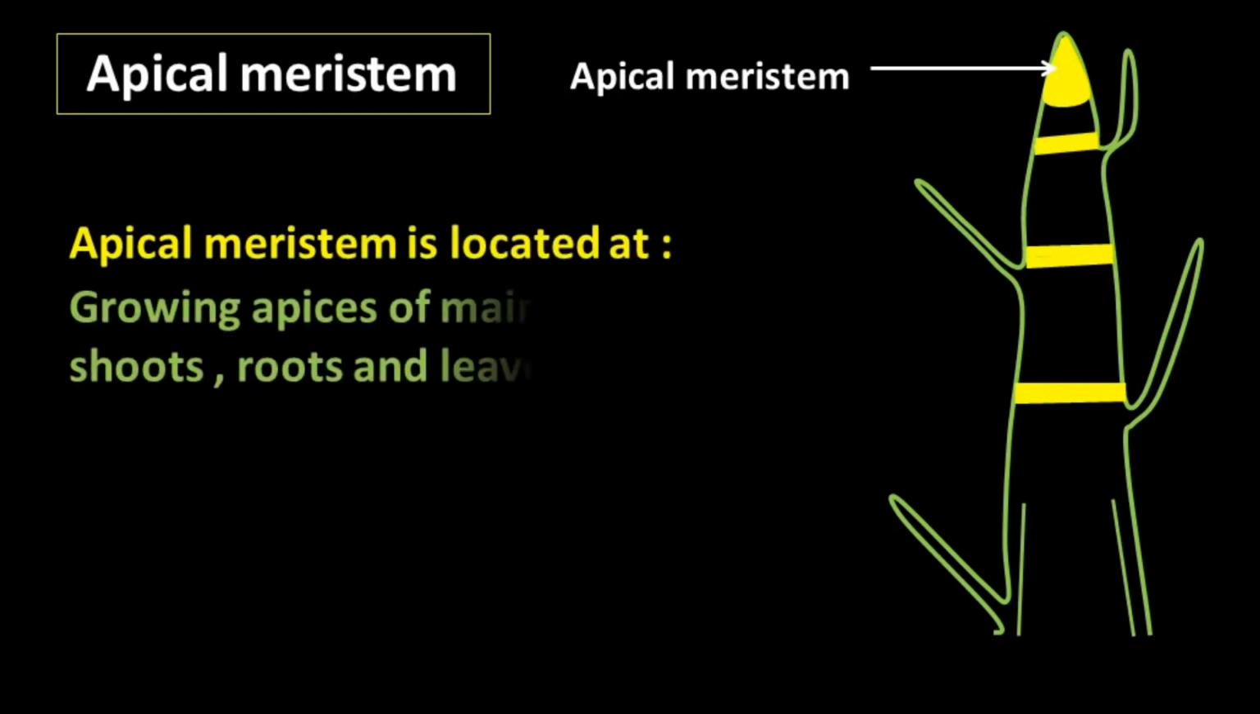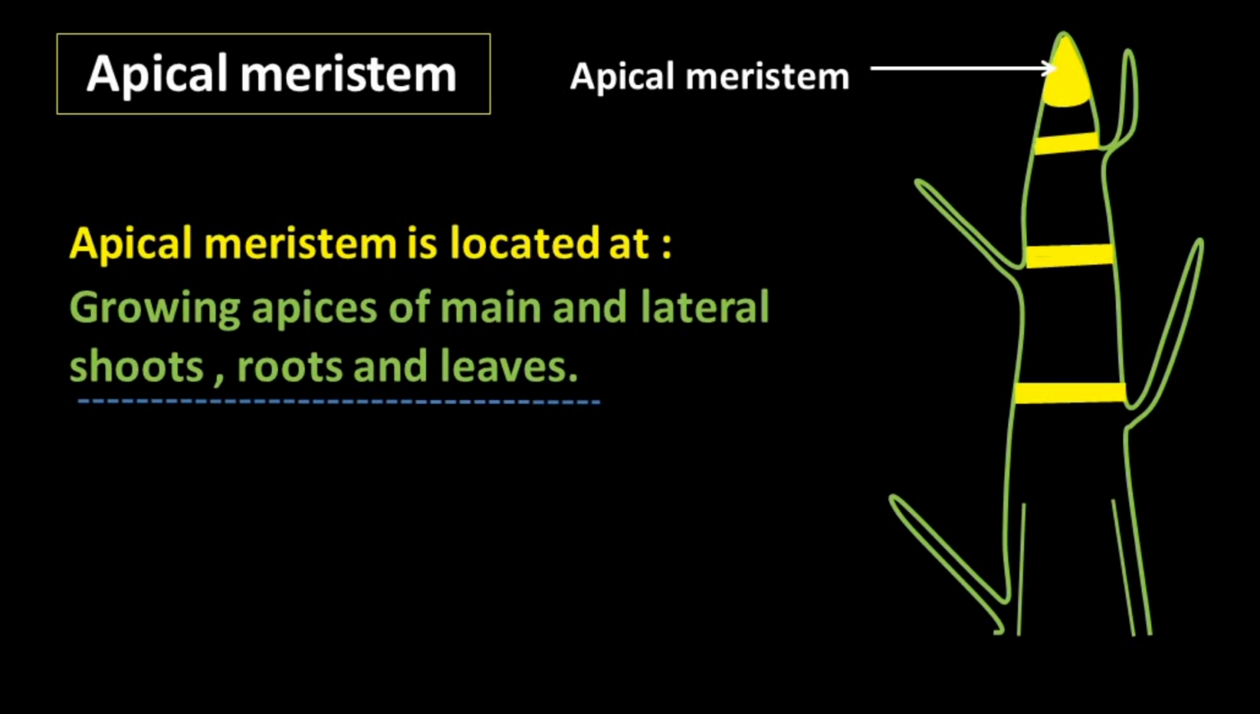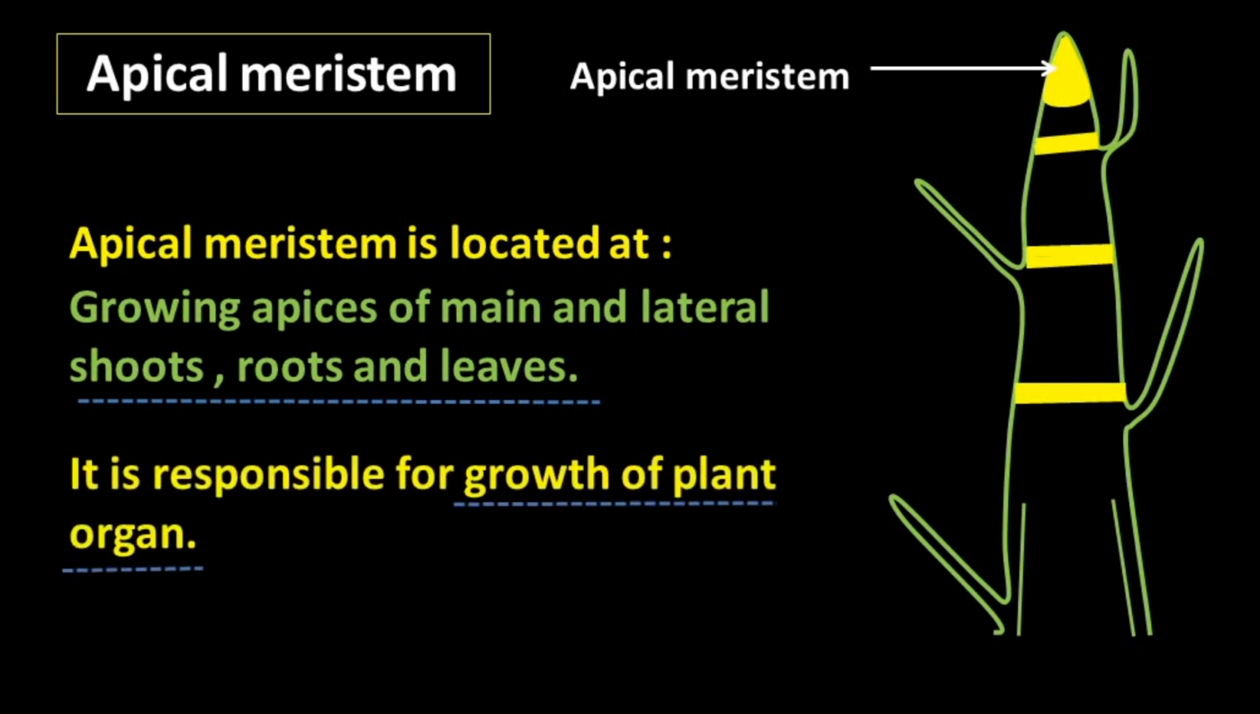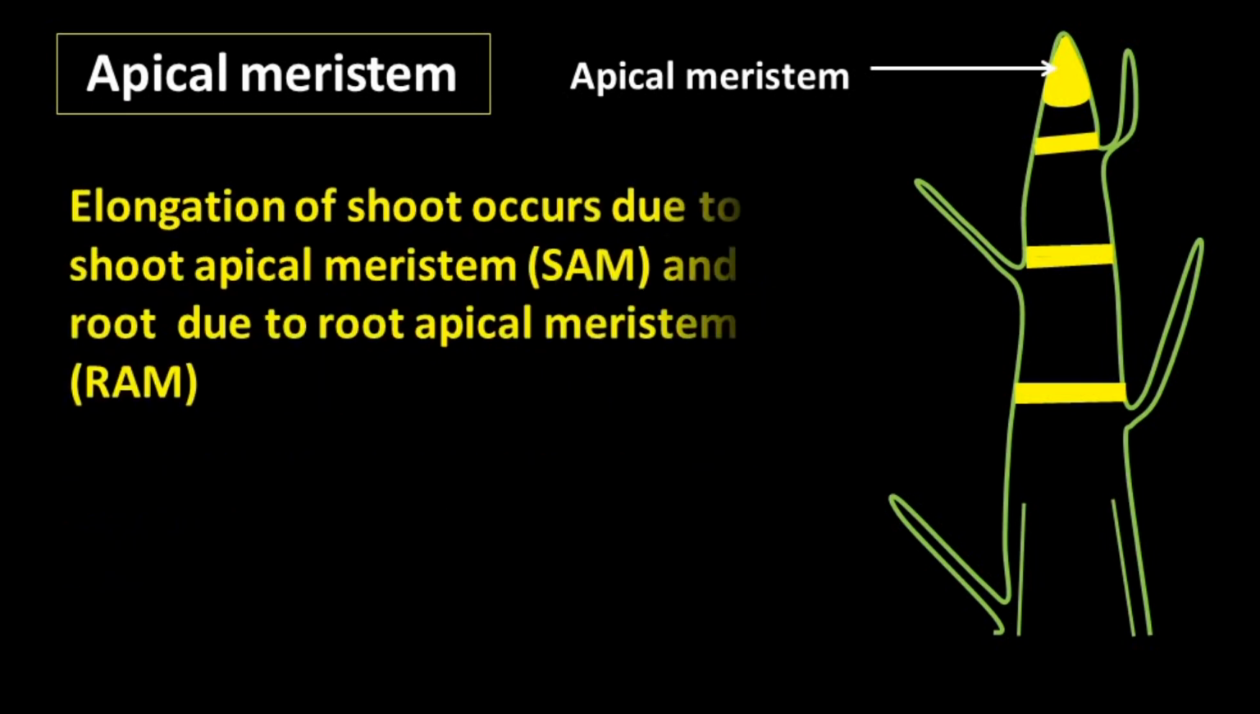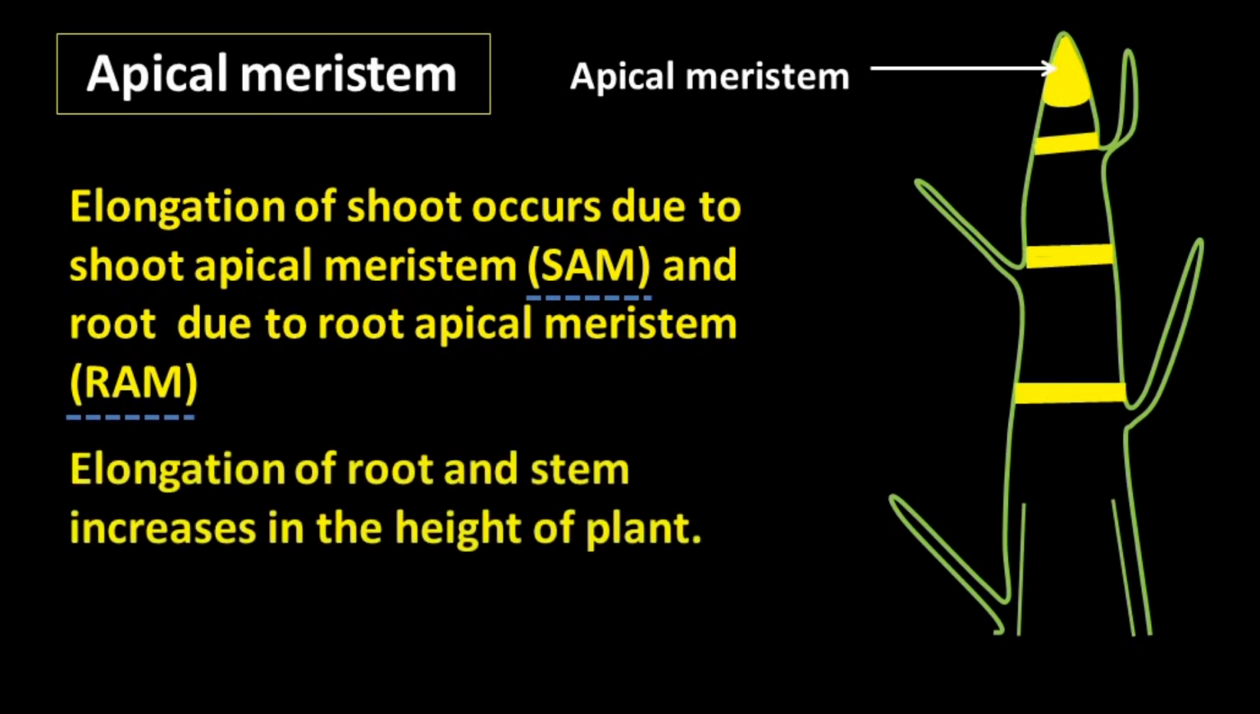These tissues are located at growing apices of main and lateral shoot, roots and leaves. ये कहाँ मिलते हैं? Growing apices of root, shoot and leaves. These type of tissues are responsible for growth of plant organs. Elongation of shoot occurs due to shoot apical meristem, and elongation of root occurs due to root apical meristem. Elongation of root and stem increases the height of plant.